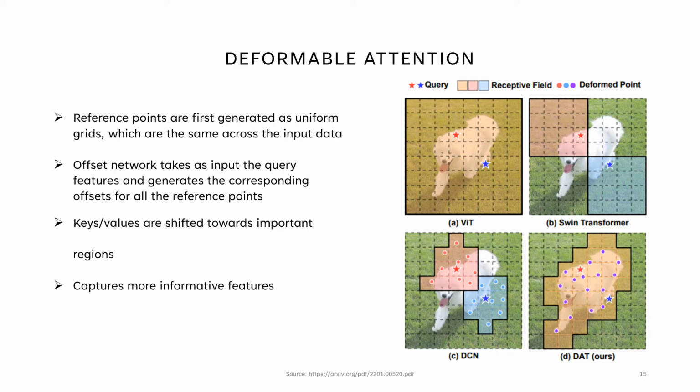The Swin transformer in figure B attempts to avoid this excessive computation when using attention, but has likely dropped some relevant features in the process. Figure C shows the implementation of the deformable convolution network, which learns different deformed points for each query. Finally, figure D shows the deformable attention transformer, which learns shared deformed points for all queries and is very focused on the relevant features of the input image.